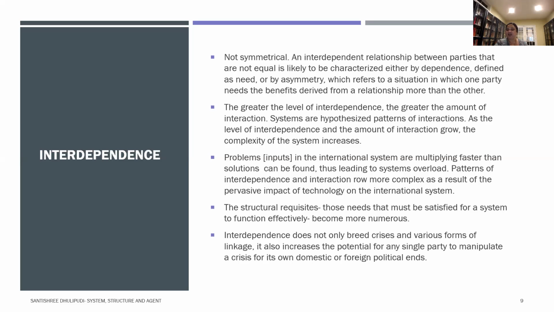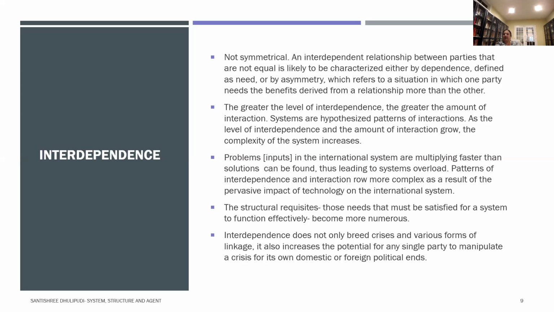Systems are hypothesized as patterns of interactions. As the level of interdependence and the amount of interaction grow, the complexity of the system increases. Problems and inputs in the international system are multiplying faster than solutions can be found, thus leading to systems overload. Patterns of interdependence and interaction are now more complex as a result of the pervasive impact of technology on the international system. The structural requisites, those needs that must be satisfied for a system to function effectively, become more numerous.